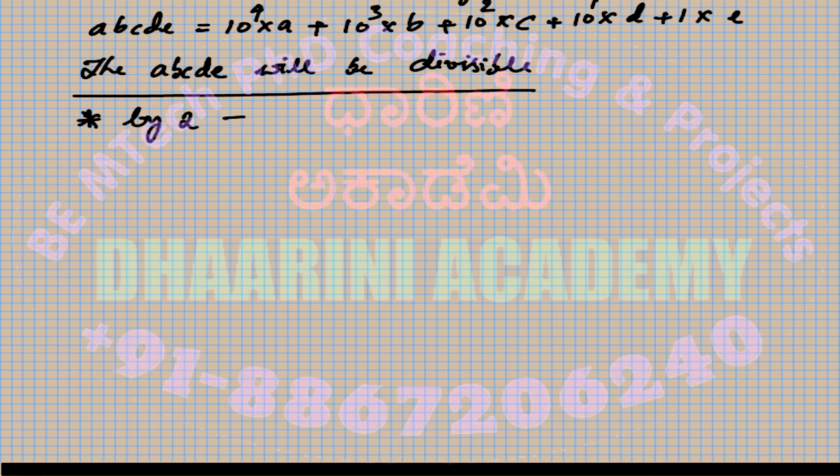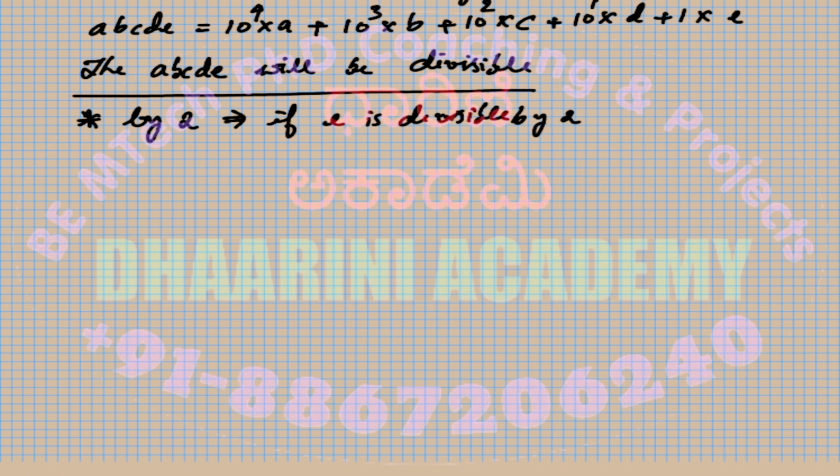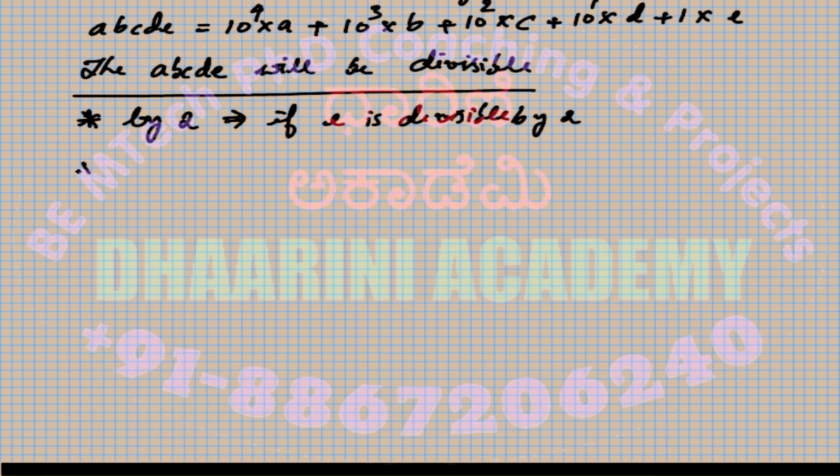How do you check that? I know that it is divisible by 2 if and only if the last digit, that is E, is divisible by 2. Last digit you check, whether it's even or odd. If it is even, yes, it can be divided by 2, otherwise no. Very simple, right? So let's go to the next condition.